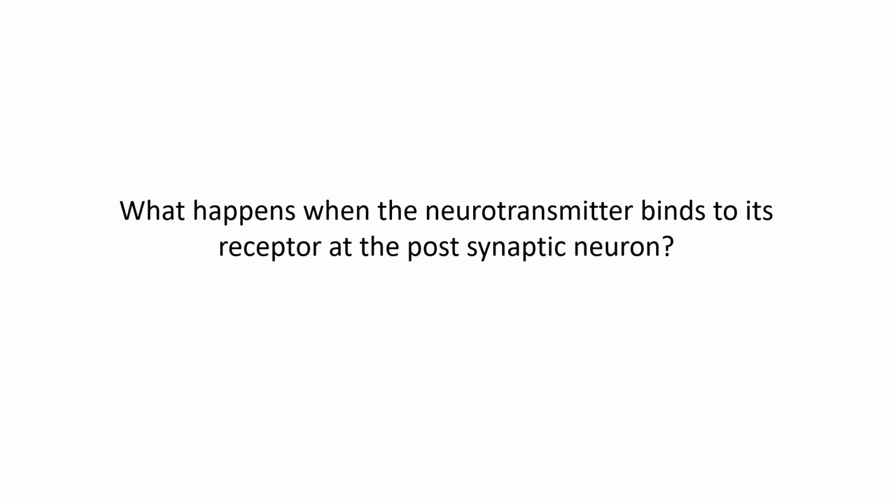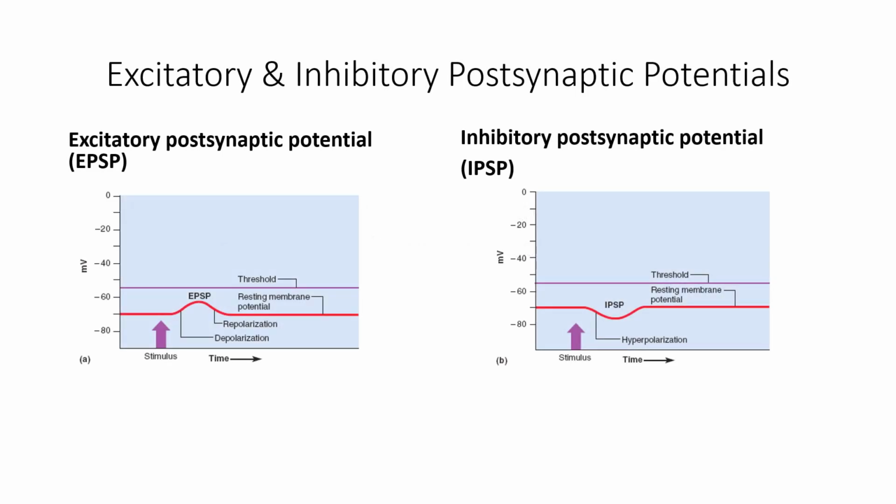So what happens when the neurotransmitter binds to its receptor at the postsynaptic neuron? When a neurotransmitter binds to its receptor on a receiving cell, it causes ion channels to open or close. This can produce a localized change in the membrane potential of the receiving cell. In some cases, the change makes the target cell more likely to fire its own action potential, and in this case, the shift in membrane potential is called an excitatory postsynaptic potential, or EPSP.